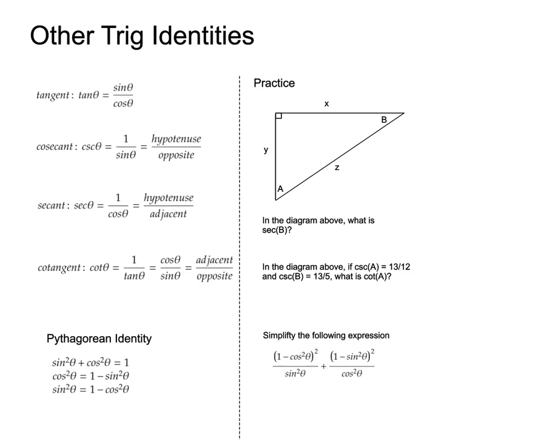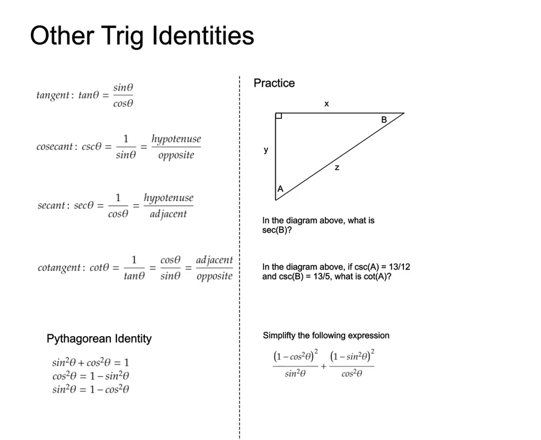One other thing that you may come across on some versions of the ACT is the Pythagorean identity, which is based off the unit circle. It's sine squared theta plus cosine squared theta equals 1. Of course, that can be rewritten to isolate cosine squared theta or sine squared theta. Let's do just a couple of practice problems to practice these other trig identities.